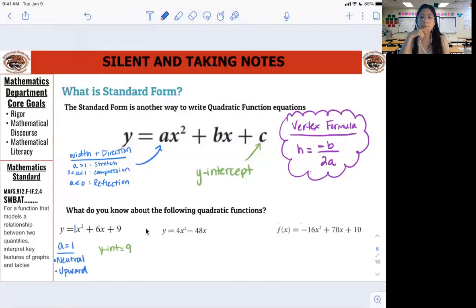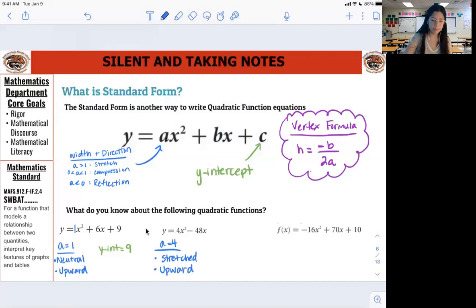Think about it. It's a little bit different, but think about it. What's one thing I know about number 2? We know our A, which is stretched and upwards. Good. So it's a 4, right? A equals 4. So that's stretched and that's upward.